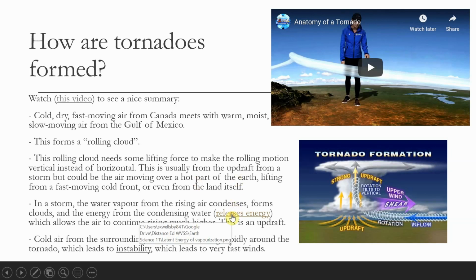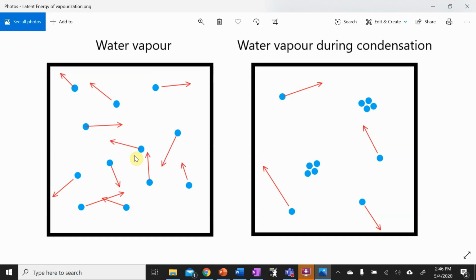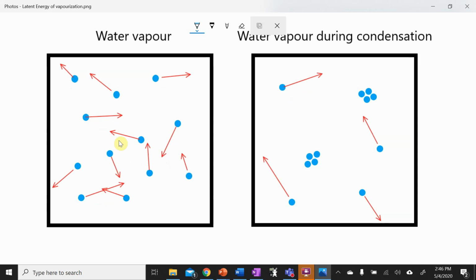So I'm going to show this quick diagram here that kind of explains it. On the left here, you've got water vapor, and this is what it looks like when you have a low relative humidity. So they're not being forced to clump together. And you can see all of these red arrows here. These all represent the motion, or in a sense, they're measuring the energy of these particles. And you can see that all these particles that are separated, they all have energy because they're all moving.